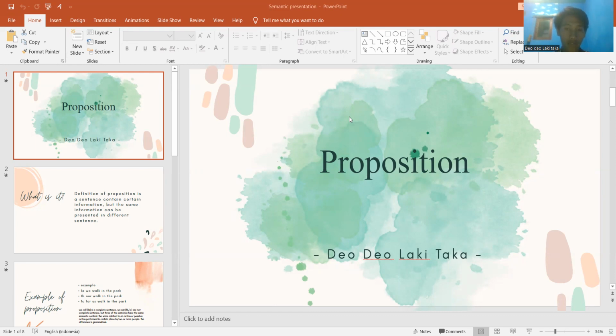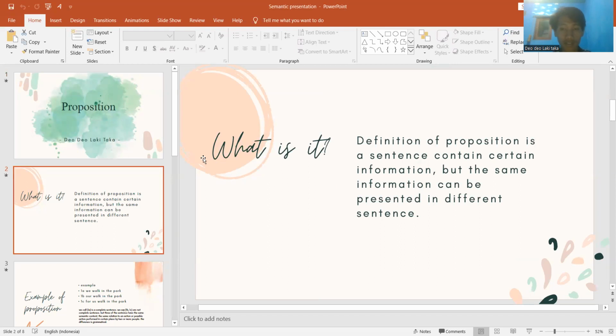In this section, I want to present my assignment about the proposition. All right, next slide. We will see the definition of proposition. What is a proposition? The definition of proposition is a sentence that contains certain information, but is presented with a different meaning and in a different sentence, because a sentence can be modified into some form by any inflection. The next slide, we want to see an example of the proposition.